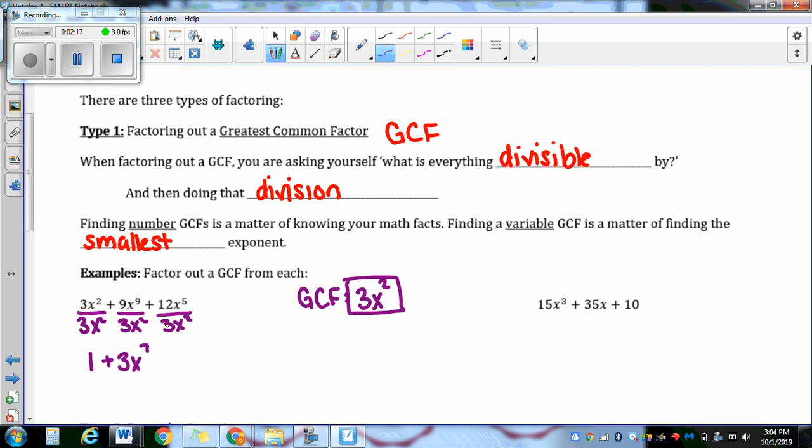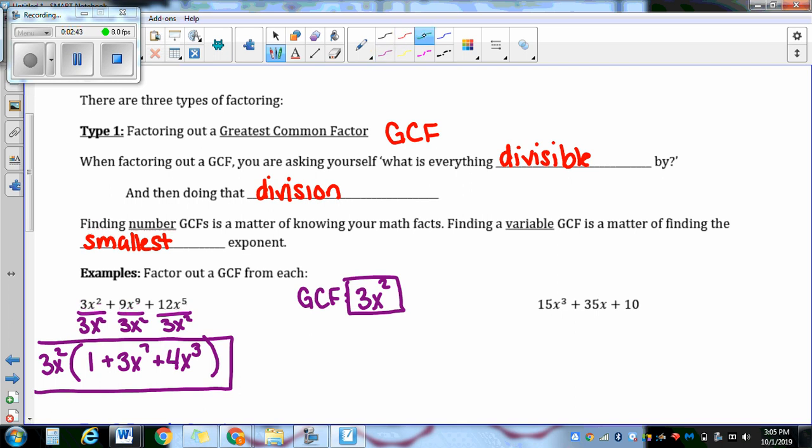I've got a positive 12 divided by 3. That's going to give me a positive 4. And I have 5 x's. Take out 2 of them, and I am left with x to the 3rd. That's awesome. That was the hard part. So here's my remainder after I divide. And the way that I say my GCF was 3x squared is I put it in parentheses and I stick 3x squared out front. That's it. That's my answer.